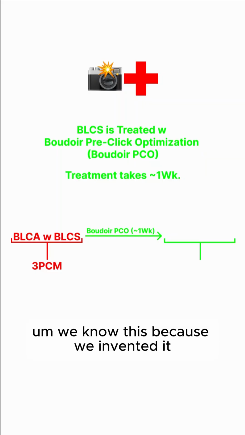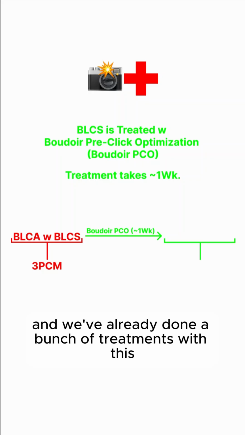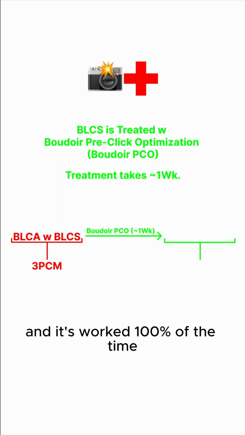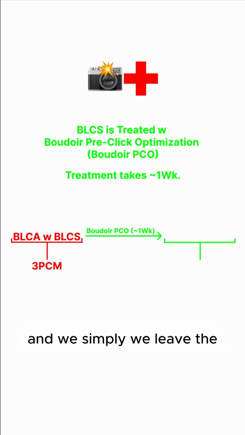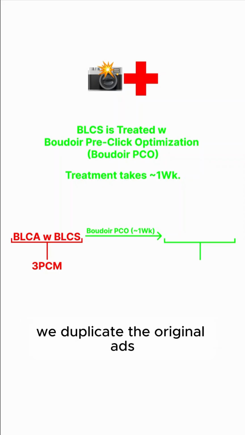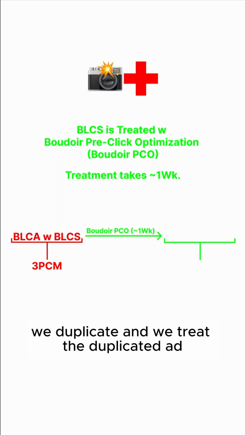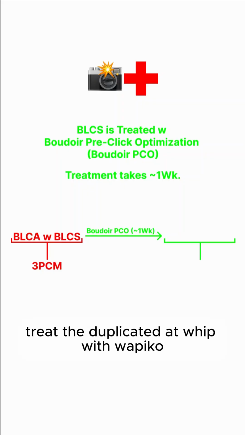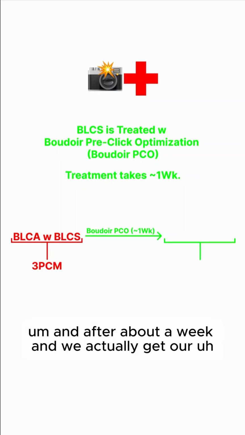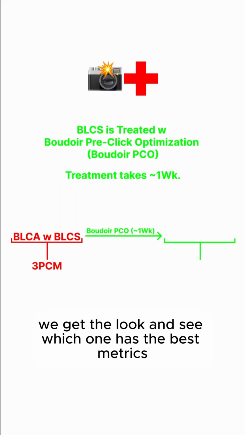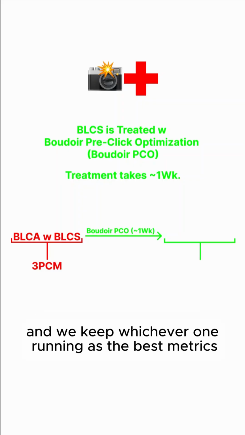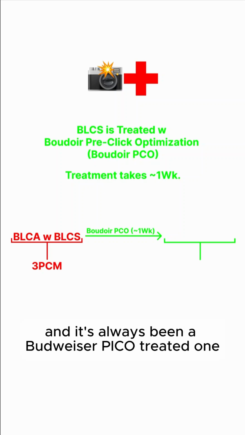We know this because we invented it, and we've already done a bunch of treatments with this, and it's worked 100% of the time. We duplicate the original ad, so we leave the original as it is, leave it running. We duplicate and we treat the duplicated ad with Boudoir Pico, and after about a week, we look and see which one has the best metrics, and we keep whichever one has the best metrics running. And it's always been the Boudoir Pico treated one.